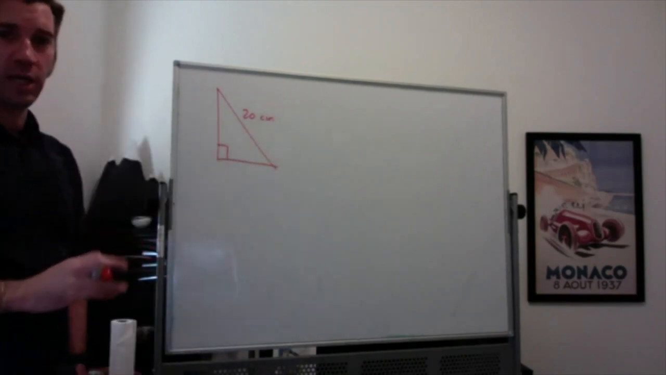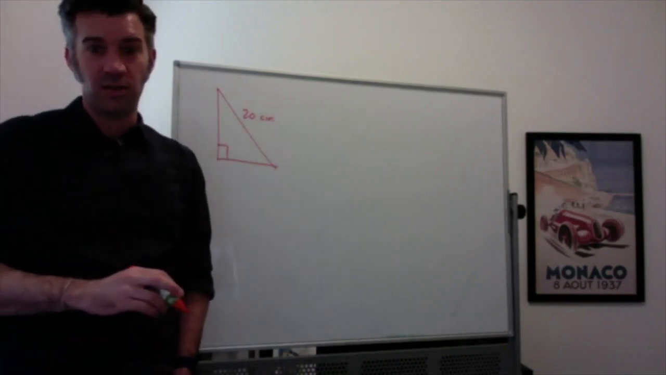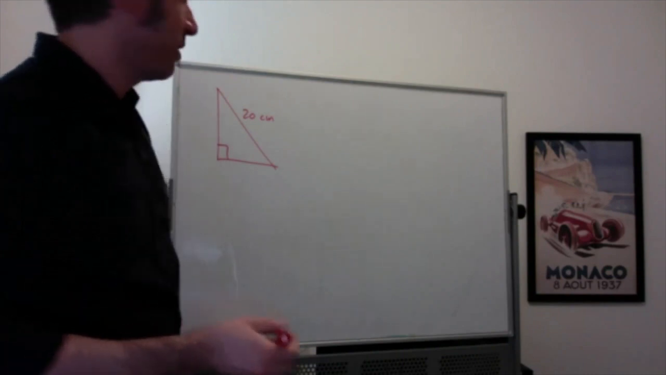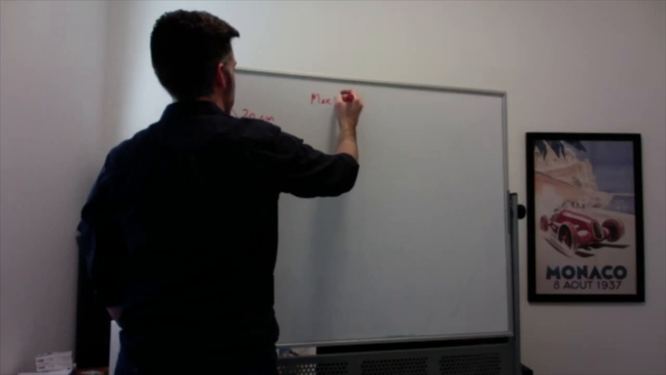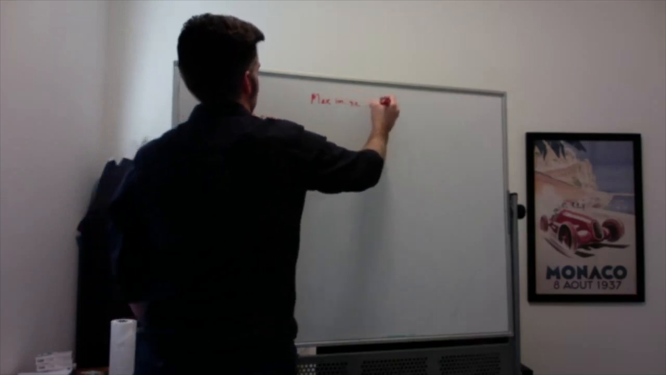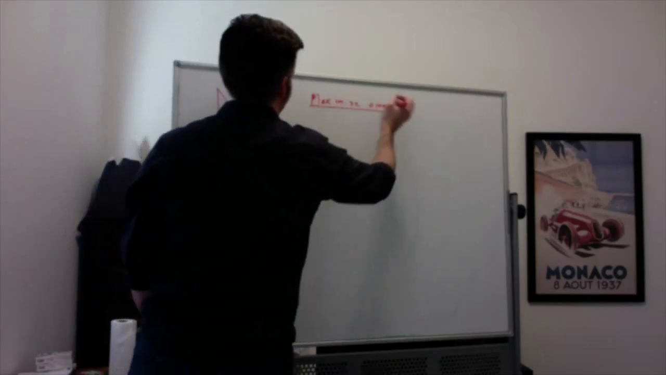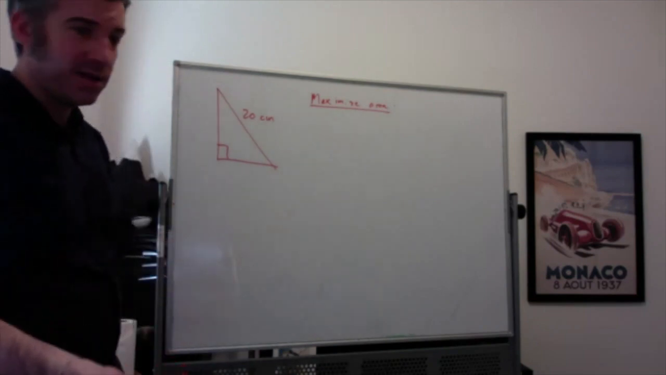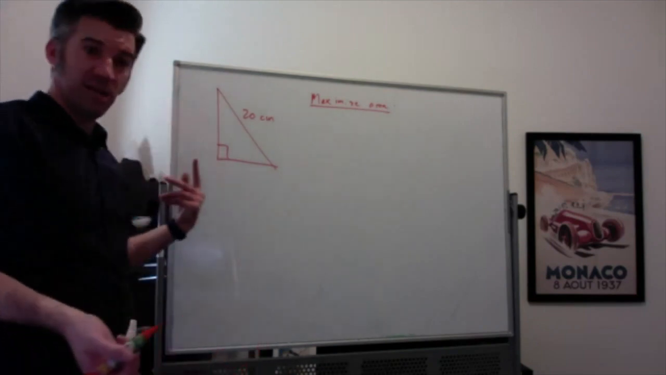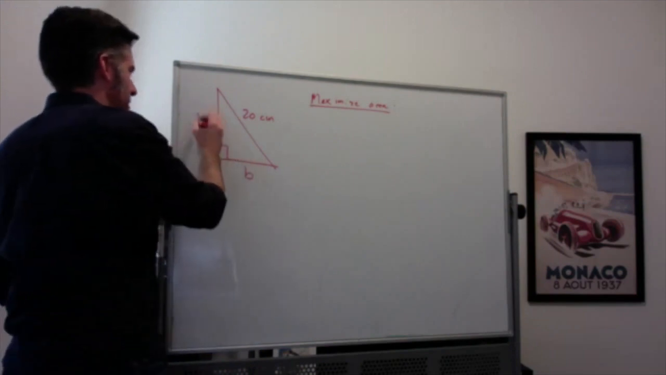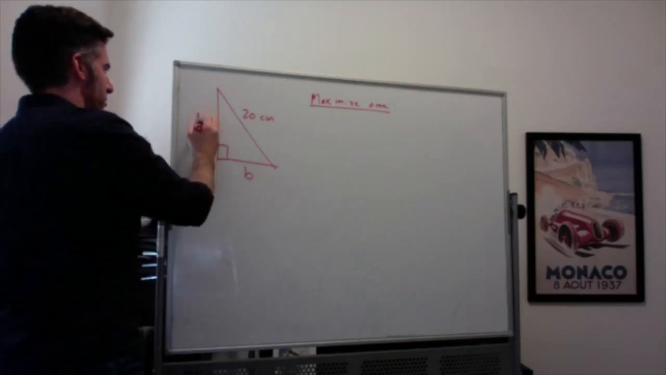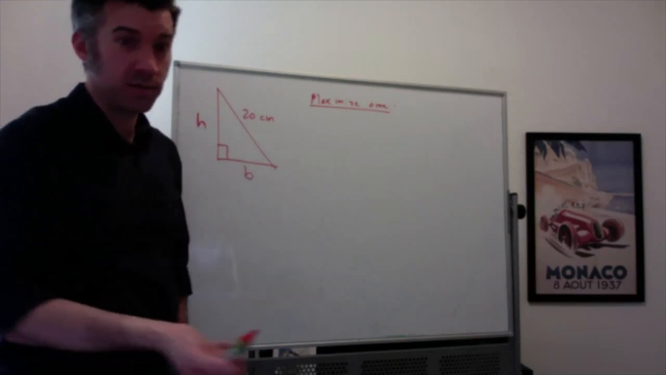So here's my shape. I want to find the largest possible area, so I want to maximize the area. My bet is that you're going to get that both of these sides are the same length, but we don't know that yet. So let's call them, I don't know, base and height, or whatever letters you want to use.